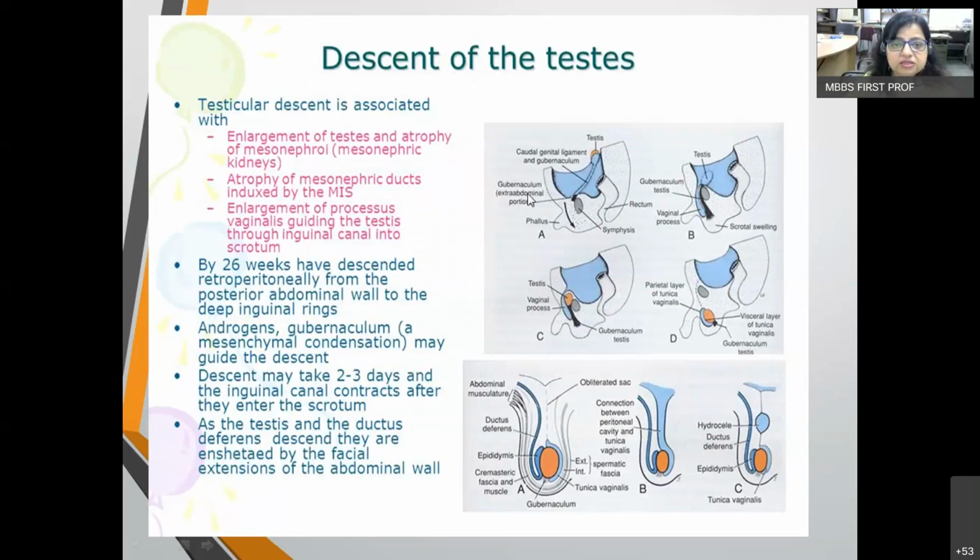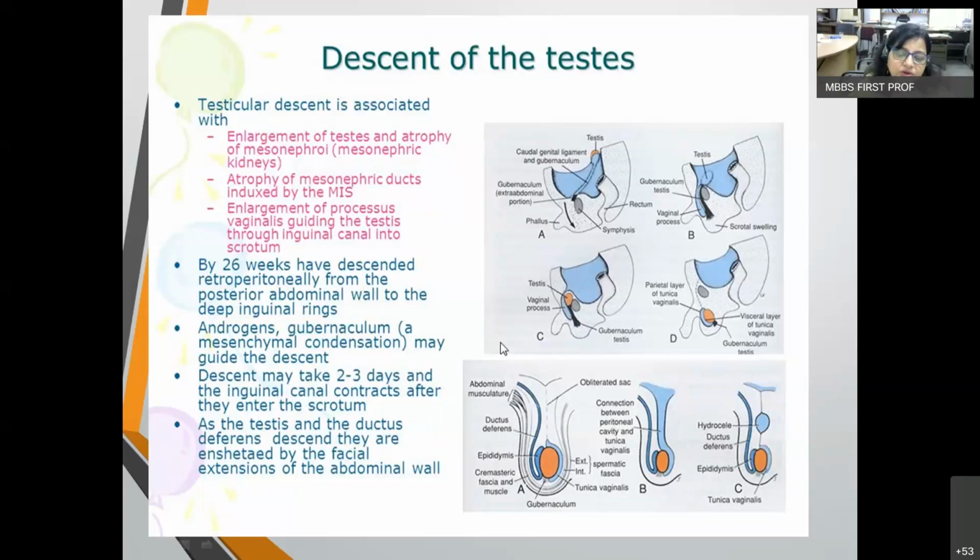Here there is descent of the testis. The testis descends by 26 weeks retroperitoneally to the deep inguinal ring, and androgens may guide the descent. It may take 2-3 days, and the inguinal canal then contracts after they enter the scrotum. That is, they are initially present in the pelvis and they descend down to the scrotum. See, this is how the descent happens. They carry along with them the fascial extensions of the abdominal wall.